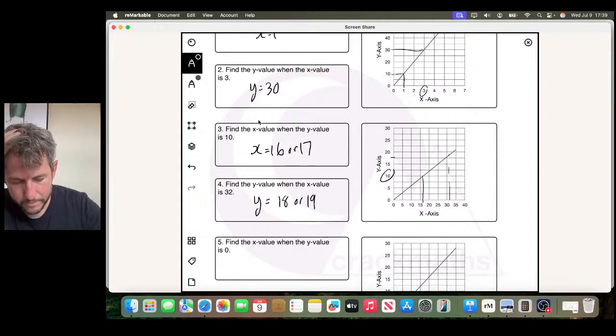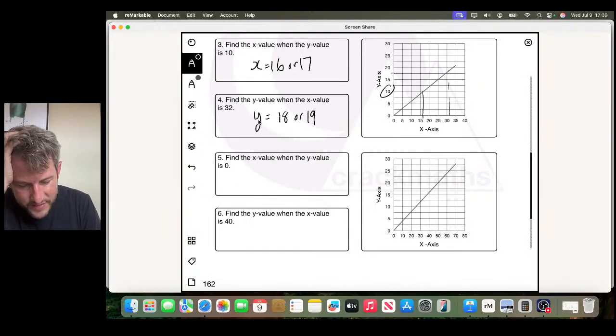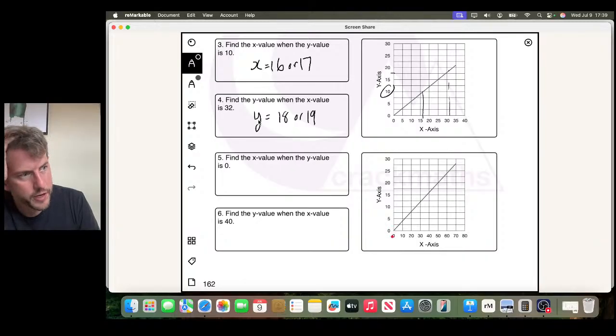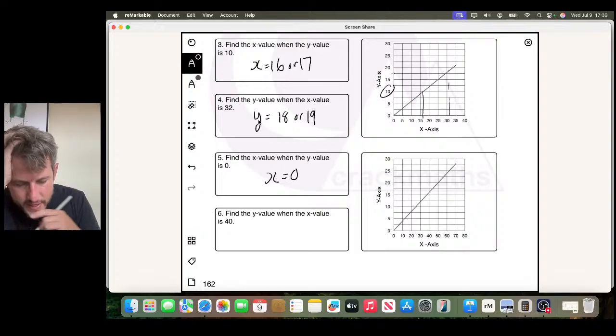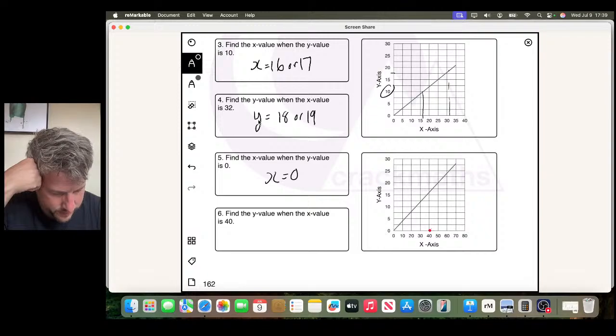Okay. Here, find the x value when the y value is 0. So it goes through the origin here, so the x value would equal 0. And find the y value when the x value is 40. So x is 40 here.